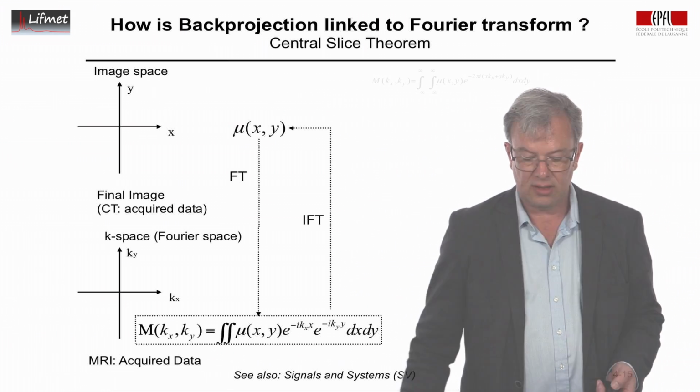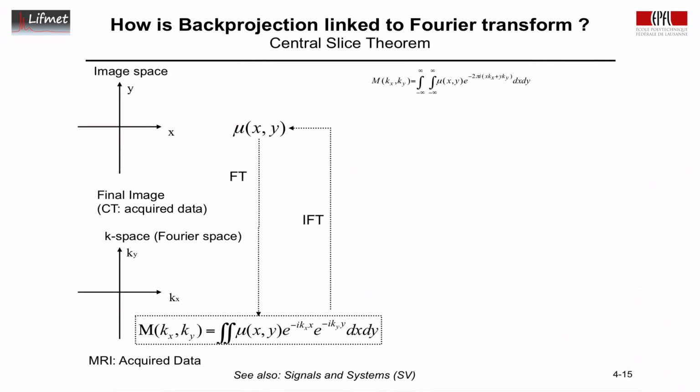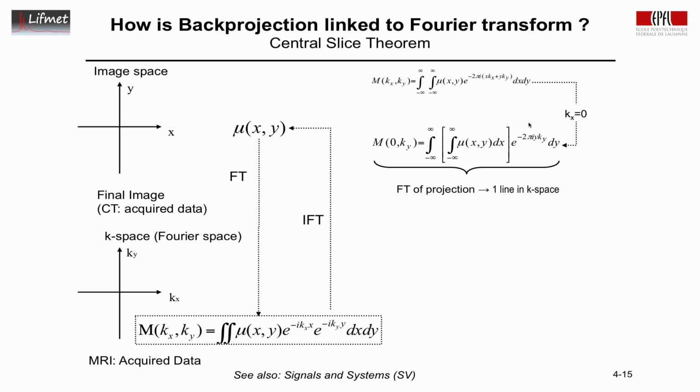Now, let's say we have our object in Fourier space, K-space, and we'll set the K-space coordinate along x to 0. Then we have this expression here, so m0 along ky is this term here. Can you recognize what this is? Well, if we look at this very clearly, this is a projection. This is the radon transform of mu. So this is the projection of mu onto y.